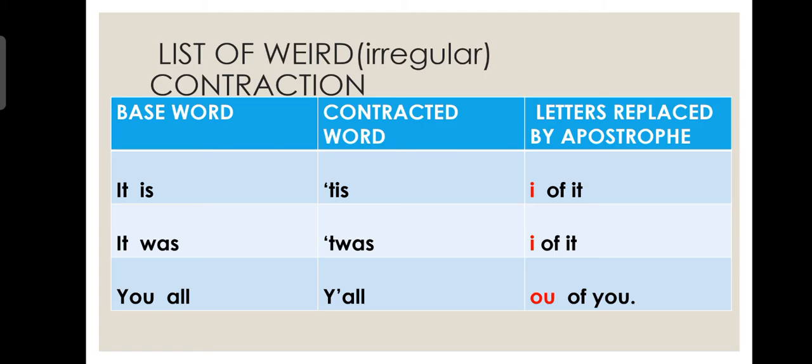Some more. It is, here the apostrophe comes before T-I-S. T-I-S are joined together and I, the first letter of the first word, is replaced by the apostrophe. Next is it was. Here also they are squeezed together and the first letter of the first word is replaced by the apostrophe. Next is you all. Here Y-O-U is replaced by the apostrophe and we write it as Y apostrophe A-double-L. The second word remains as it is. That is why I have said that these are some weird or irregular contractions.